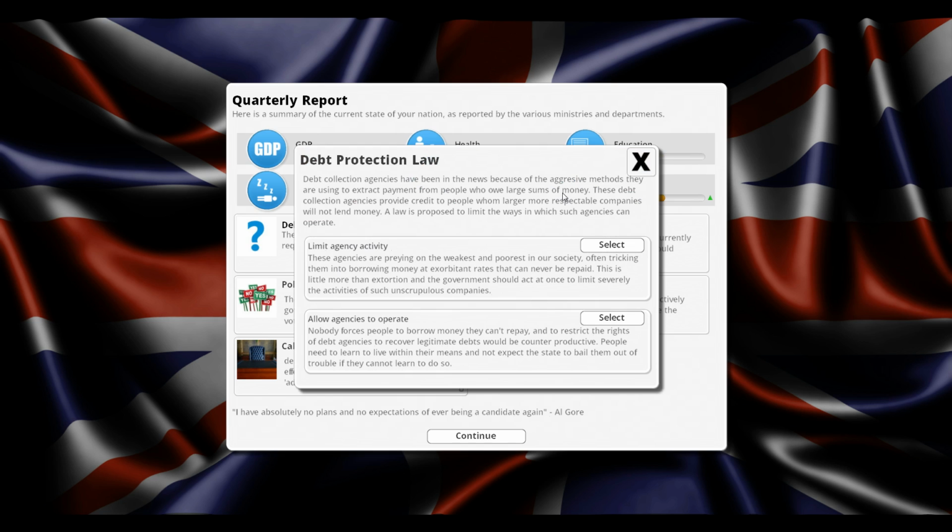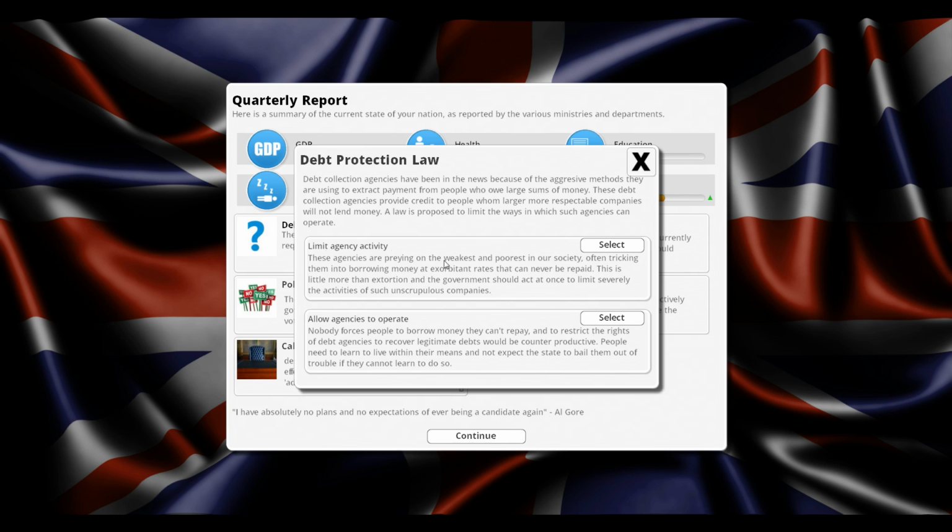Debt protection law. Debt collection agencies have been in the news because of the aggressive methods they are using to extract payment from people who owe large sums of money. These debt collection agencies provide credit to people whom larger, more respectable companies will not lend money. A law is proposed to limit the ways in which such agencies can operate. So we have two choices here. We can limit the agents' activity.